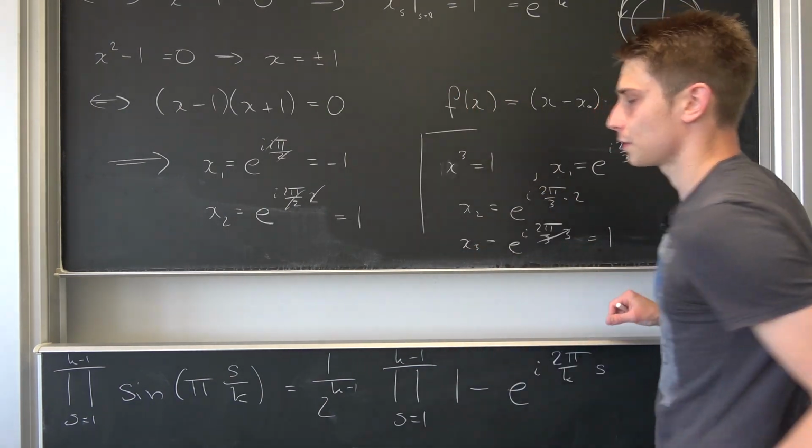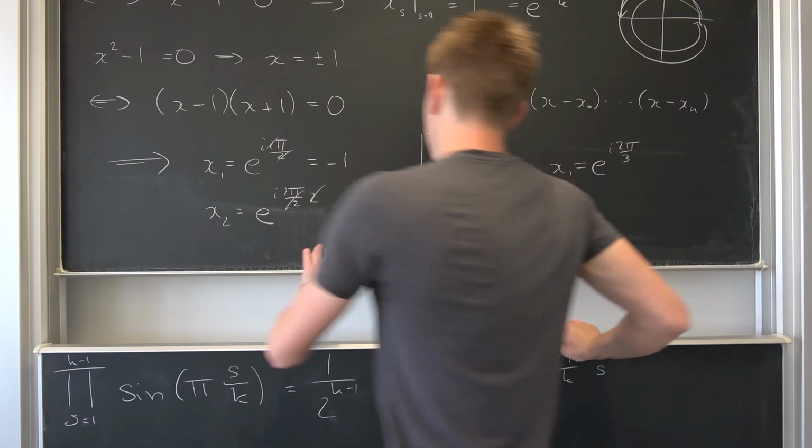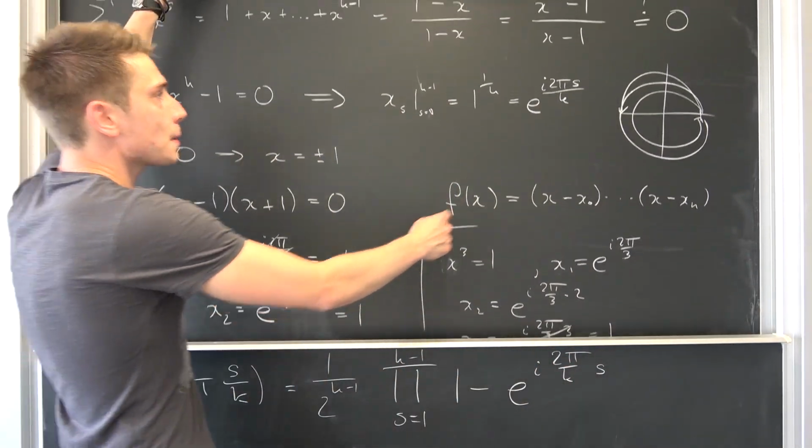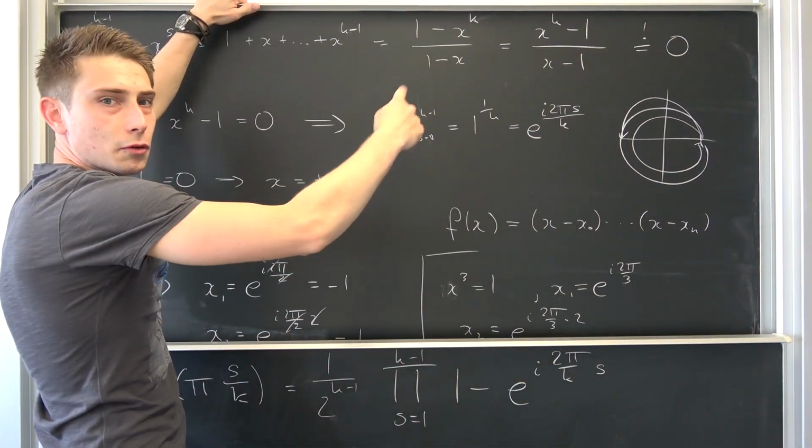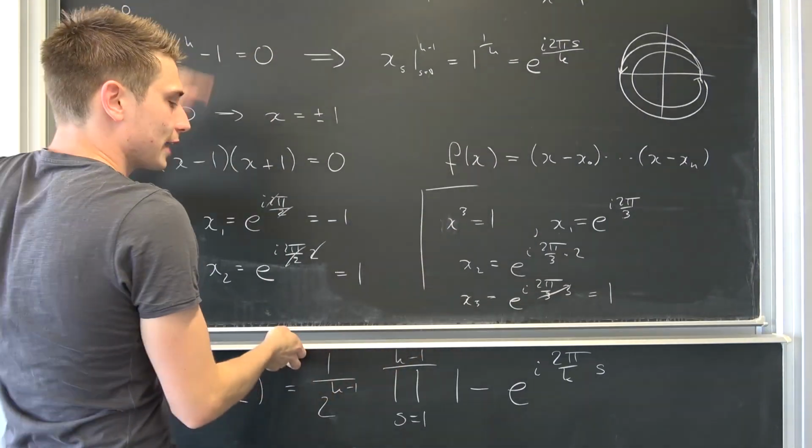Okay, those are the k-th roots of unity. Meaning we can actually express this polynomial with respect to linear factors, okay?